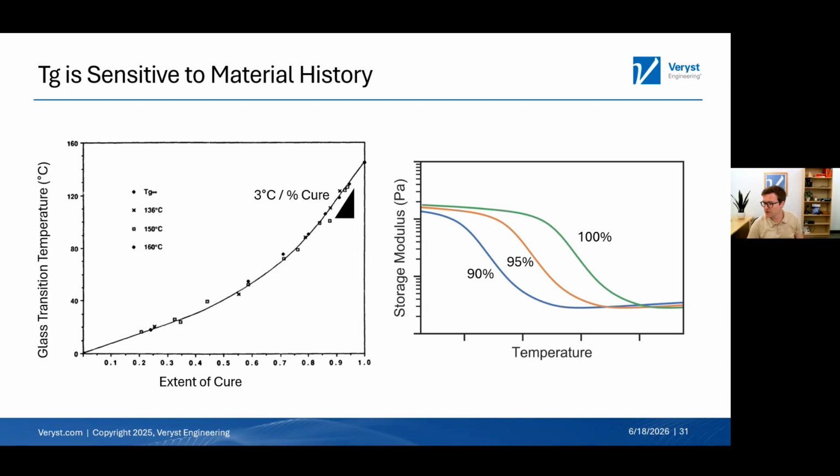Let's see. Someone asked, when is it useful to use TG instead of HDT? That is a great question. For those that may not be familiar, HDT is the heat deflection temperature, a standard way of measuring the high temperature performance of materials.